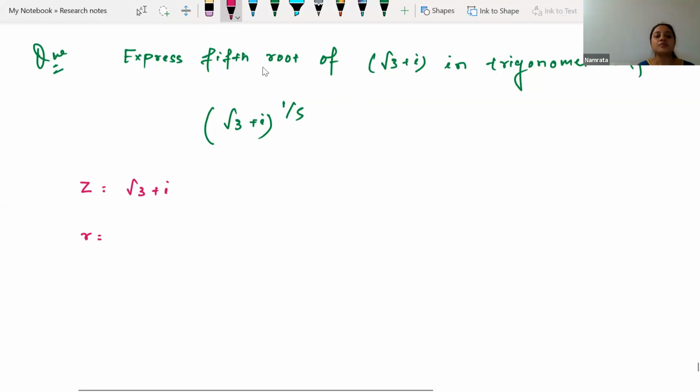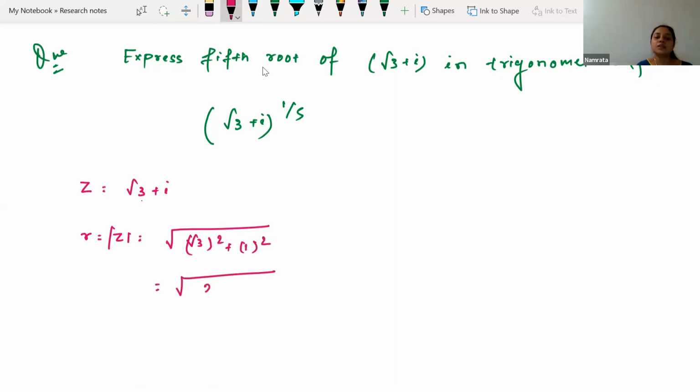Another way: r is just the distance from the origin. r is the modulus of z. So we find under root x square plus y square, that means root 3 square plus 1 square, that is 3 plus 1, which is 4, and the value we take is positive 2, not negative 2, because we are talking about the distance from the origin. So r is 2.